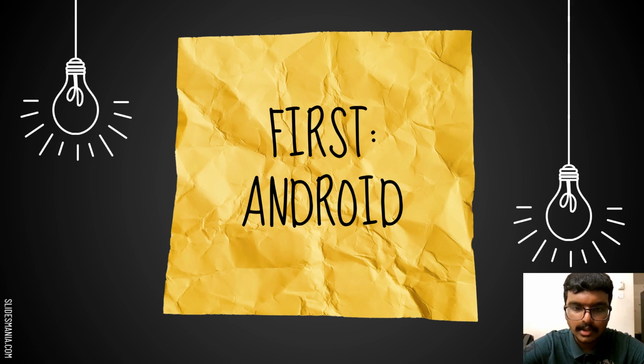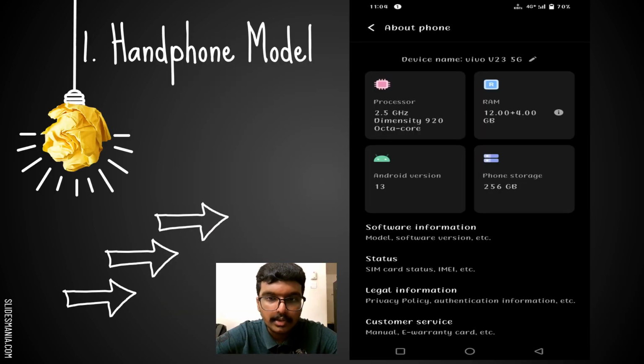First, Android. This is an Android phone model. This is the specs of the Android phone model. It's a device named Vivo V23 5G. These are all the software information, status, legal information, customer service, and all these details about the phone, the storages, and obviously it's an Android system. And this is all the specs for an Android.